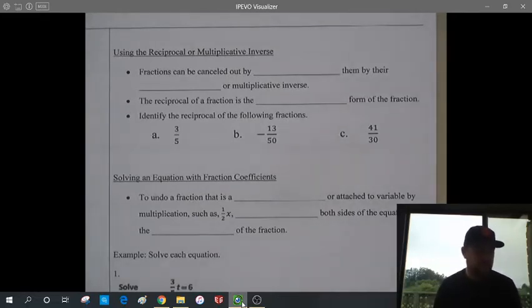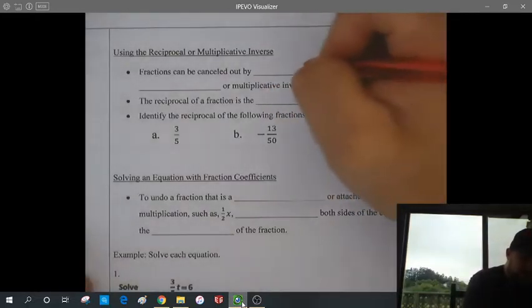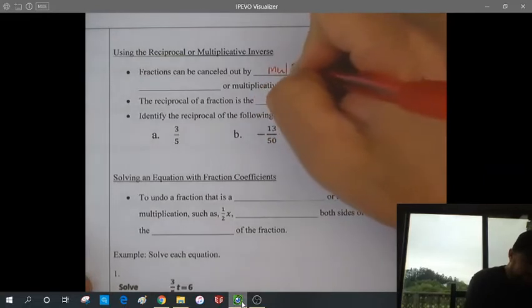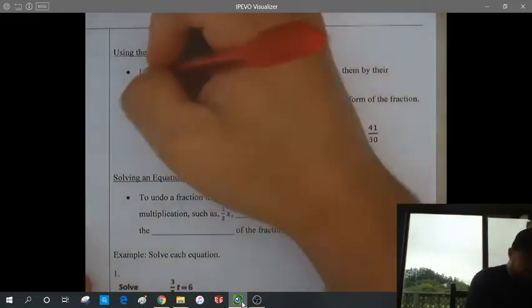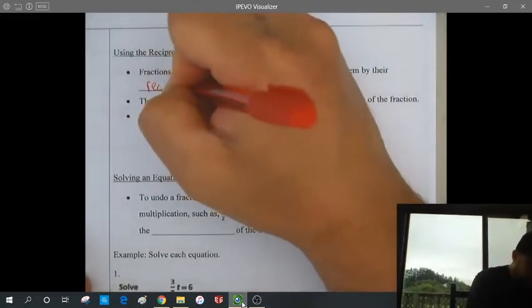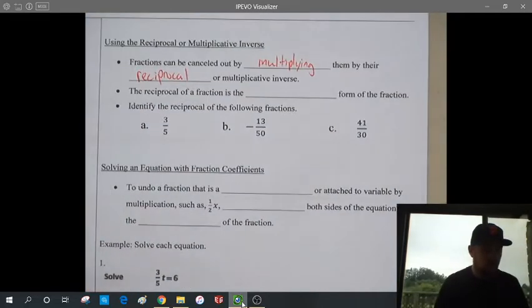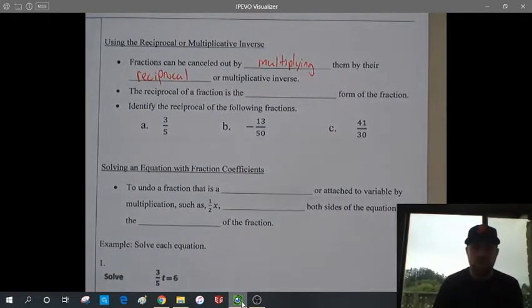Using the reciprocal or multiplicative inverse. So fractions can be canceled out by multiplying by their reciprocal or multiplicative inverse. When equations have fractions and you want to cancel those fractions out, so when they're coefficients, meaning they're in front of the variables, or we just want to cancel out a fraction that's in there, one thing we can do is we can multiply by the reciprocal or multiplicative inverse.